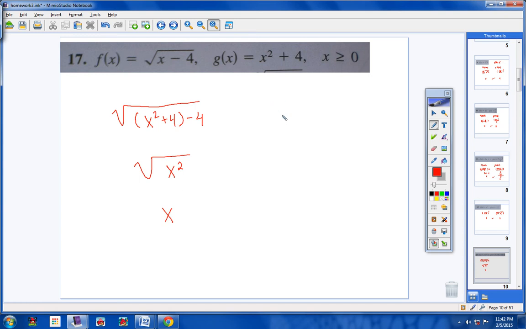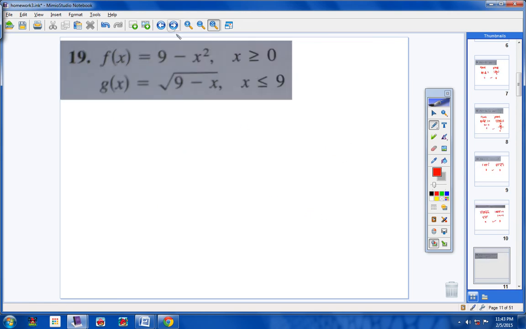Alright, now take your g function. Everywhere there's an x, we'll put a parentheses. And now pick up your f function and put it here in the parentheses. Remember, students, whenever you square a square root, you're left over with the radicand, so x minus 4. And then bring down your positive 4. And you're left with x. Okay? Number 19.